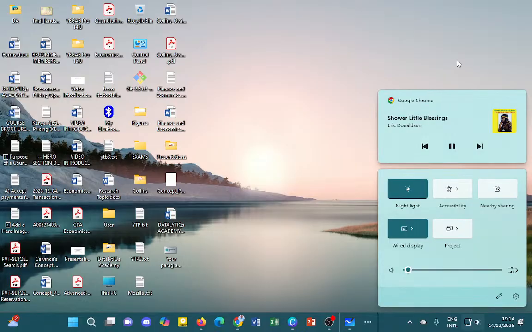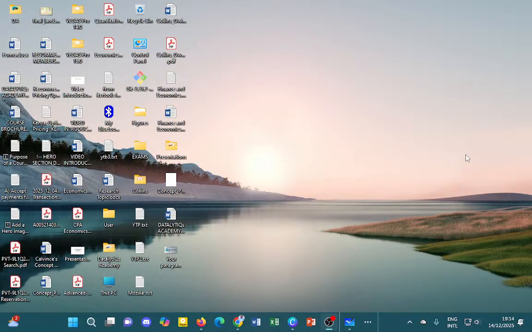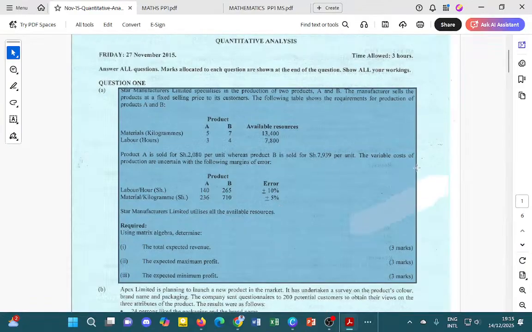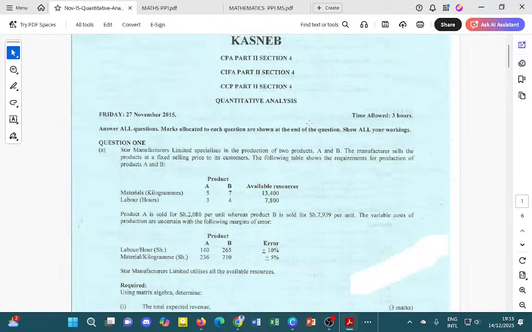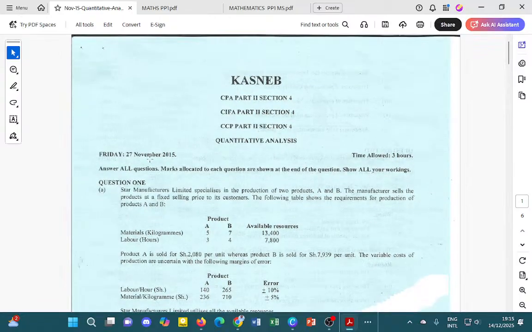Right. I want to first welcome you to this session of revision of quantitative analysis. The paper being that of, it's the paper that we looked at the other time, that of 2015, November 27th. That was on a Friday.